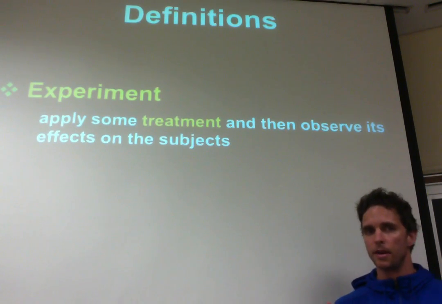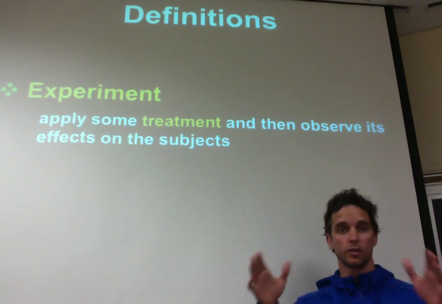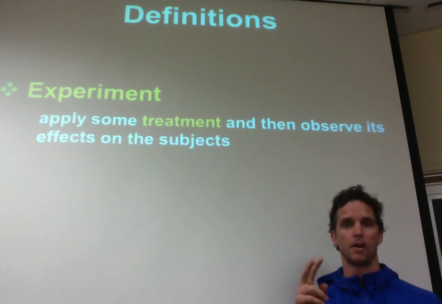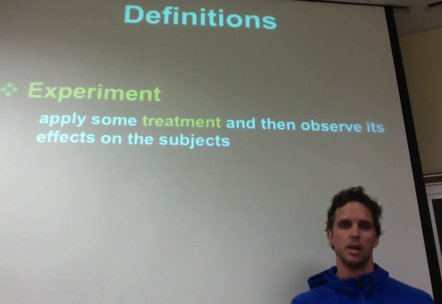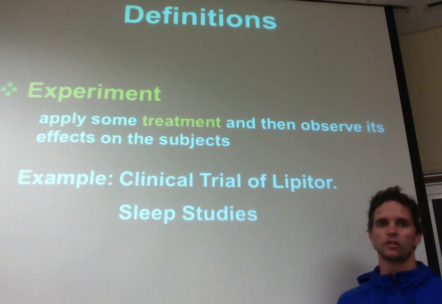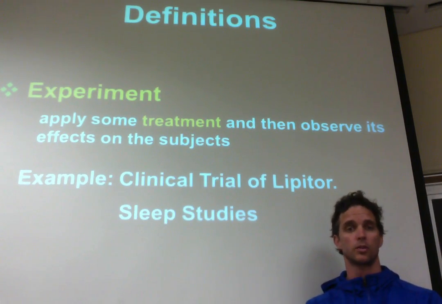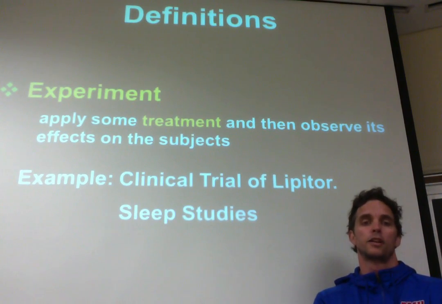In the experiment, we can actually randomize people into 1 of 2 categories or 3 or more categories. Well, let's just talk about 1 or 2, and those are called treatments. So a good example of this, slide, is clinical trials of Lipitor or sleep studies. Well, let's talk about the Lipitor study. Lipitor is a drug for cholesterol.